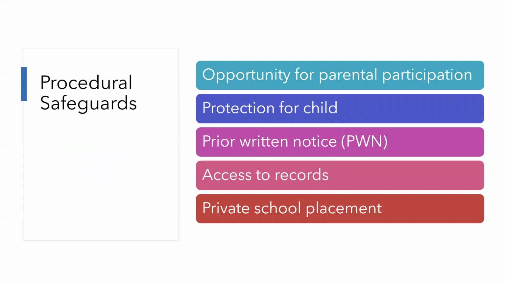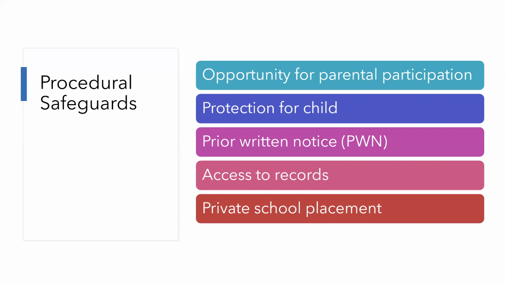On to procedural safeguards. IDEA Part B requires that state educational agencies, state agencies, and local educational agencies establish and maintain procedural safeguards for parents and children with disabilities. It specifies that these safeguards have to include the following. One, an opportunity for parents to be active participants in meetings, whether it's about the identification, evaluation, educational placement, provision of FAPE, and to obtain an independent educational evaluation. Sometimes parents disagree with evaluation results, in which case they can get a second opinion through a private educational evaluation.